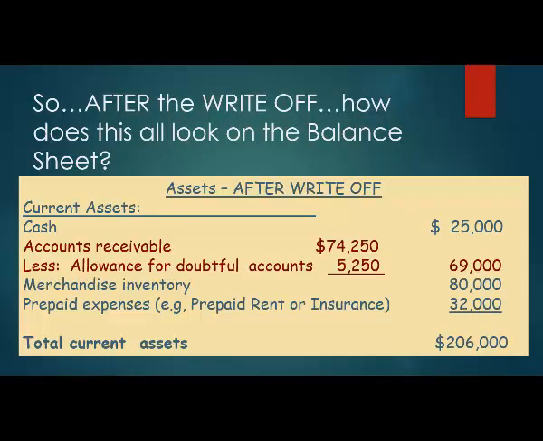After the write-off, how would it look? Accounts receivable would have been reduced by $750. The allowance for doubtful accounts would also be reduced by $750. But note that the net realizable value does not change.